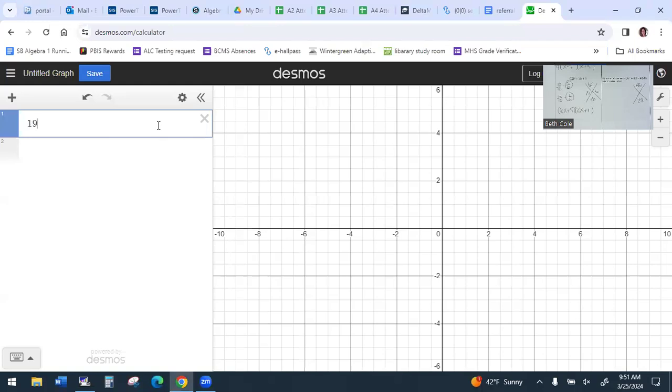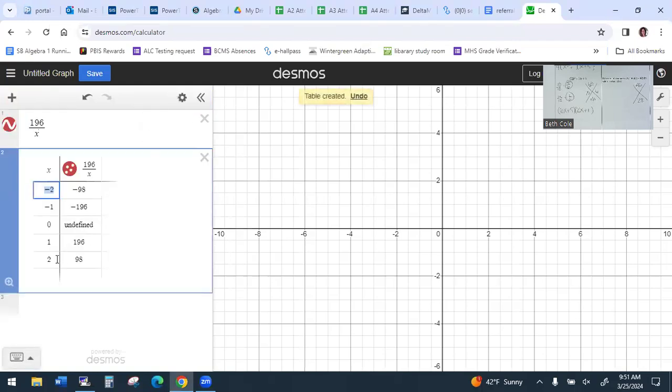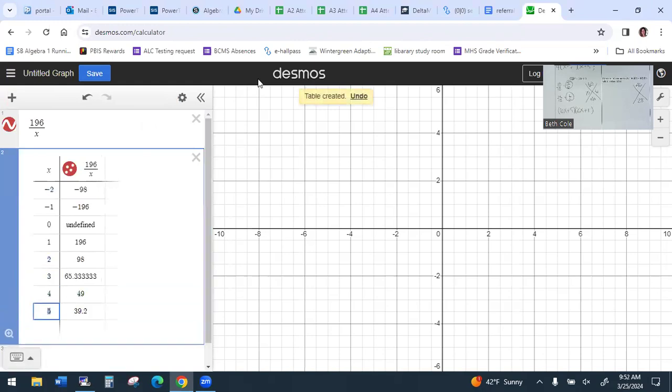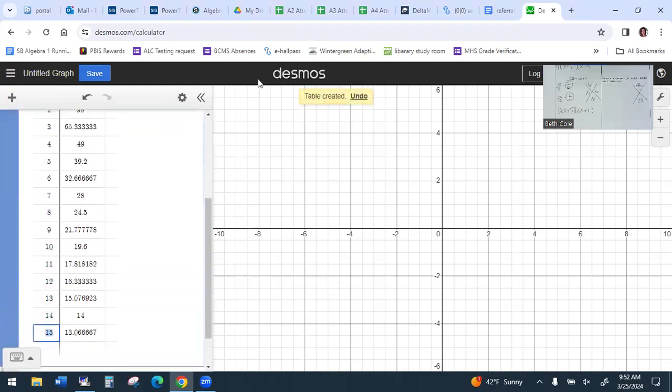Look, 196 divided by x, make a table. So you need numbers that add up to be 28. And just as a heads up, they're going to be the same number there. I see them now. 14. Do you see how 14 and 14 is 28? Got that there?